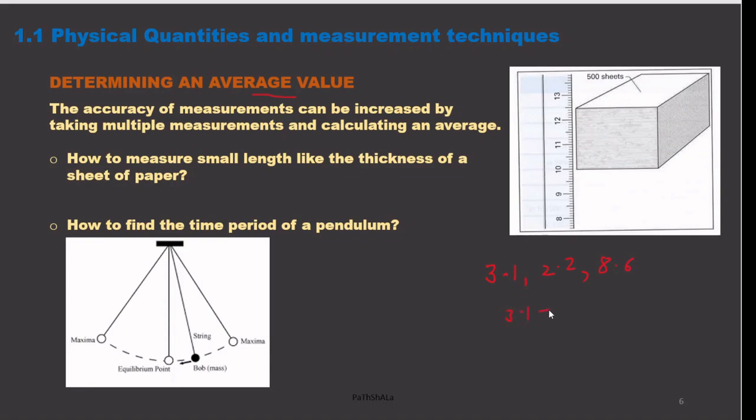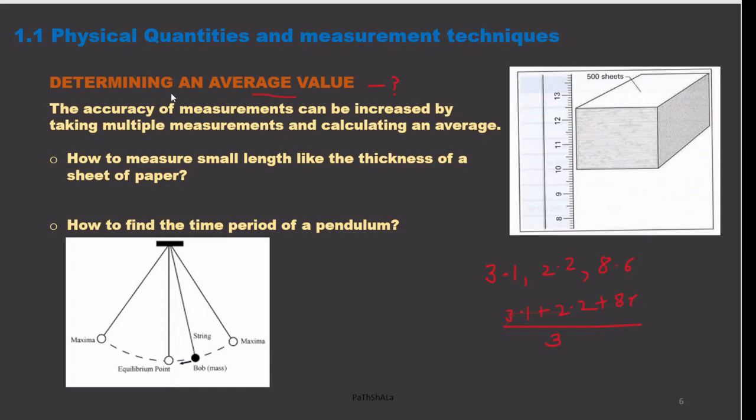I will add all three values and divide it by the number of values, which is 3, right? And get the answer. So why do we need to find an average value in physics? What is the need of finding the average value in physics? The accuracy of measurements can be increased by taking multiple measurements and calculating an average, right? I can increase the accuracy by finding an average value.